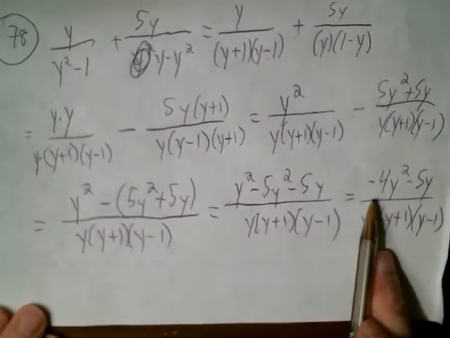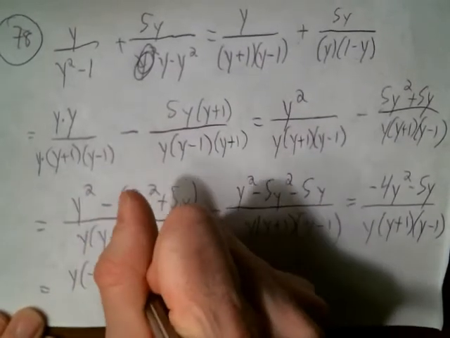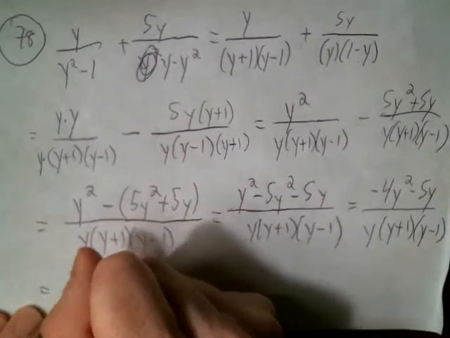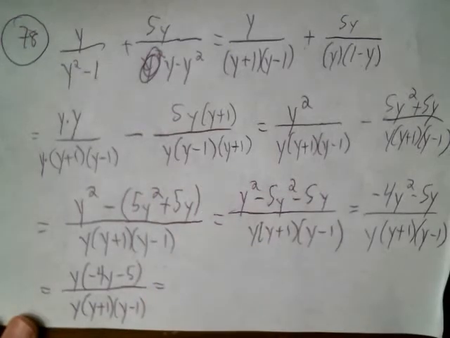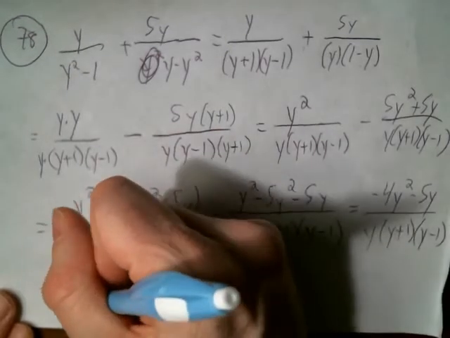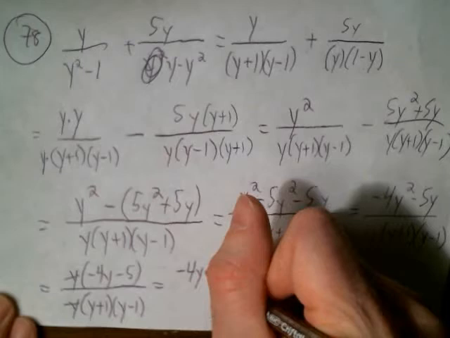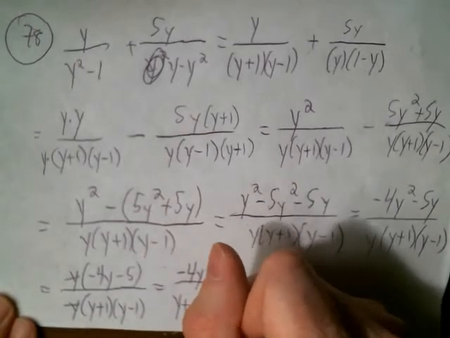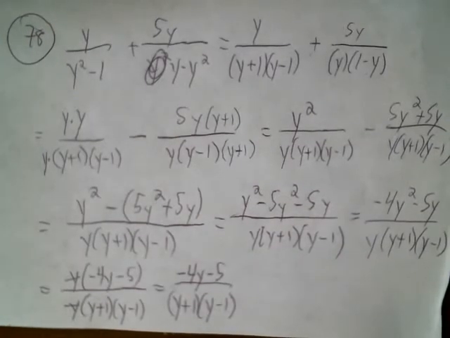And I could factor a common factor of y out of the numerator. Here I see there's common factors of y's. I can divide those out, and I'm left with negative 4y minus 5 all over y plus 1 times y minus 1. Okay, let's look at one more.